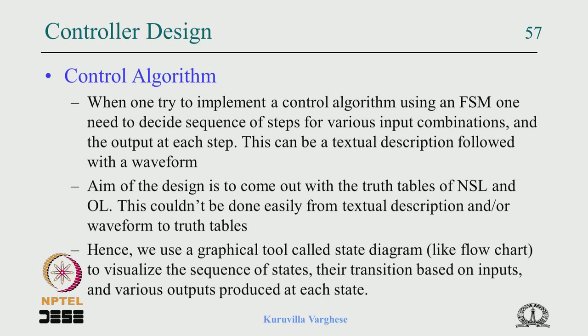So the question is that when you implement a control algorithm, what we basically have is an input output timing diagram. Okay, and from there we have to decide, depending on the input, what are the transitions, and in each transition what are the outputs required. Okay, so normally you have a verbal description and a timing diagram.